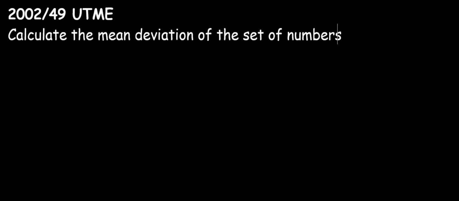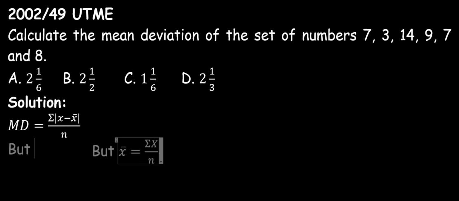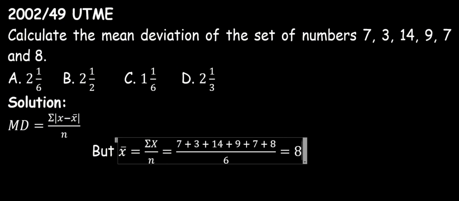Next, we take some examples under mean deviation. Calculate the mean deviation of the set of numbers 7, 3, 14, 9, 7, and 8. Solution. Mean deviation, MD, is equal to the summation of the absolute value of x minus x bar, all over n. But first, we must find the mean, and you know that x bar is equal to summation x over n. In this case, it is the summation of all the numbers divided by 6, which gives us 48 over 6, and that is 8.